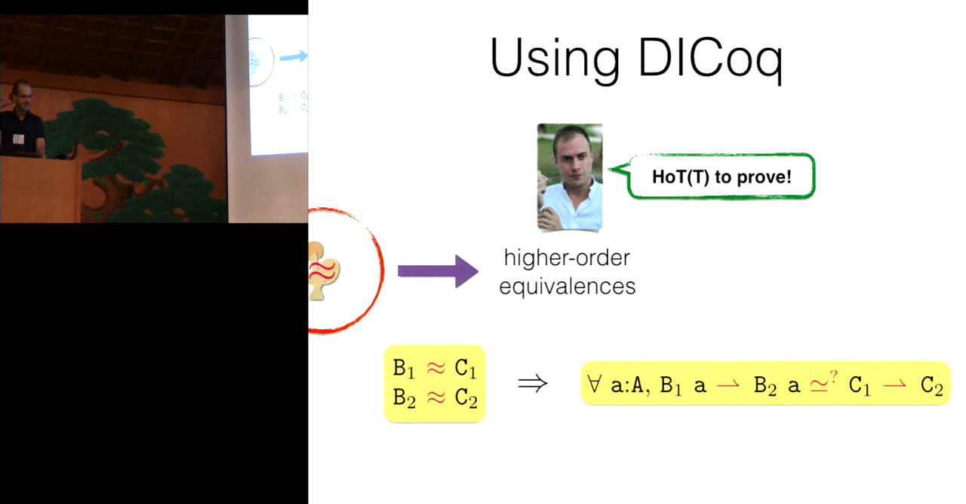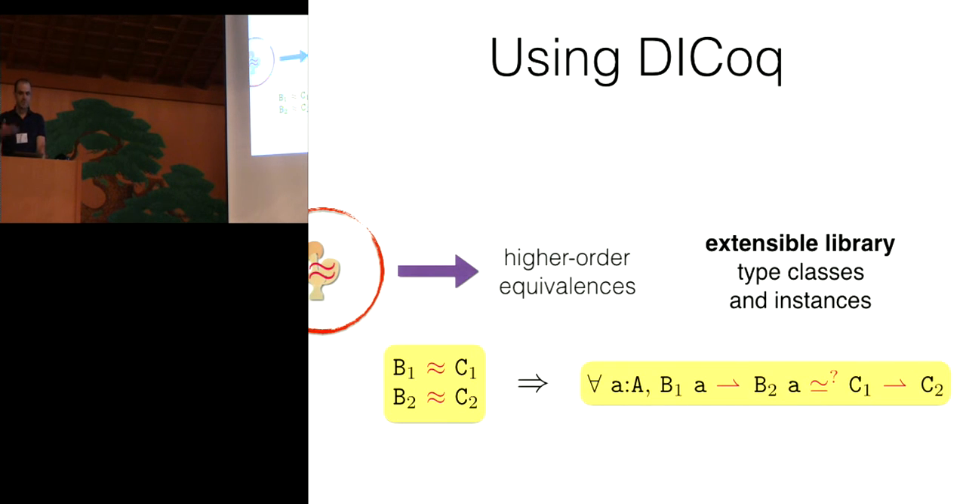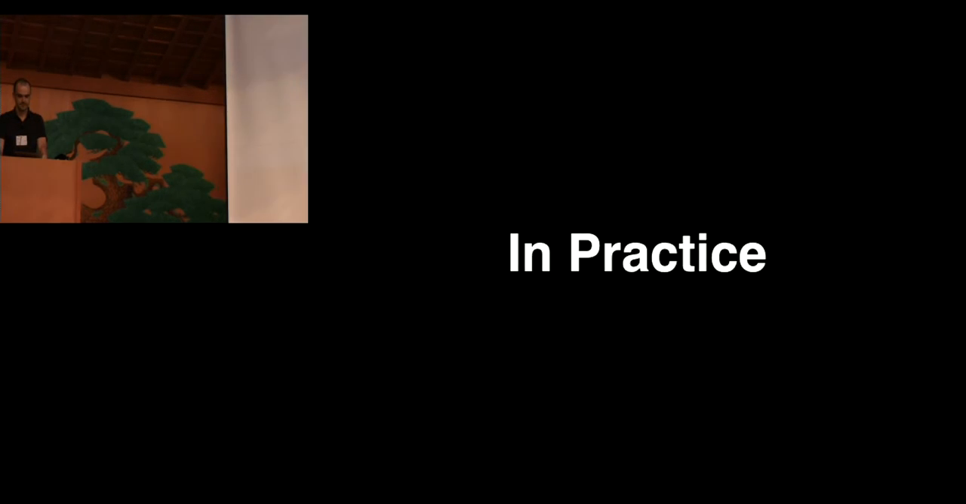Okay, and so that's quite technical to prove. So that's where the homotopy type theory expert is helpful. You can find more details about this in the paper. And as a result, we have an extensible library of type classes and instances that allow you to derive those equivalences. Okay, and again, the framework is constructive in that the proof of this equivalence is the lifting operator.